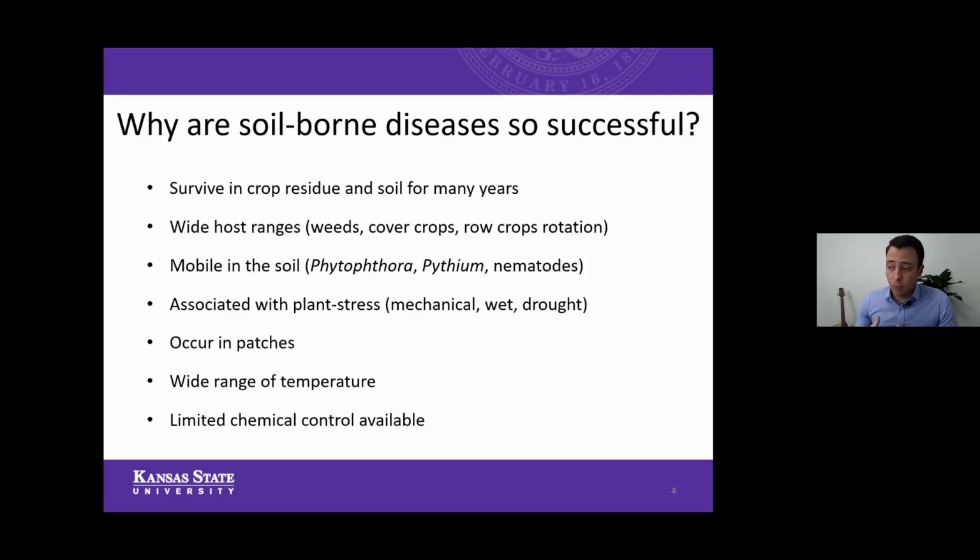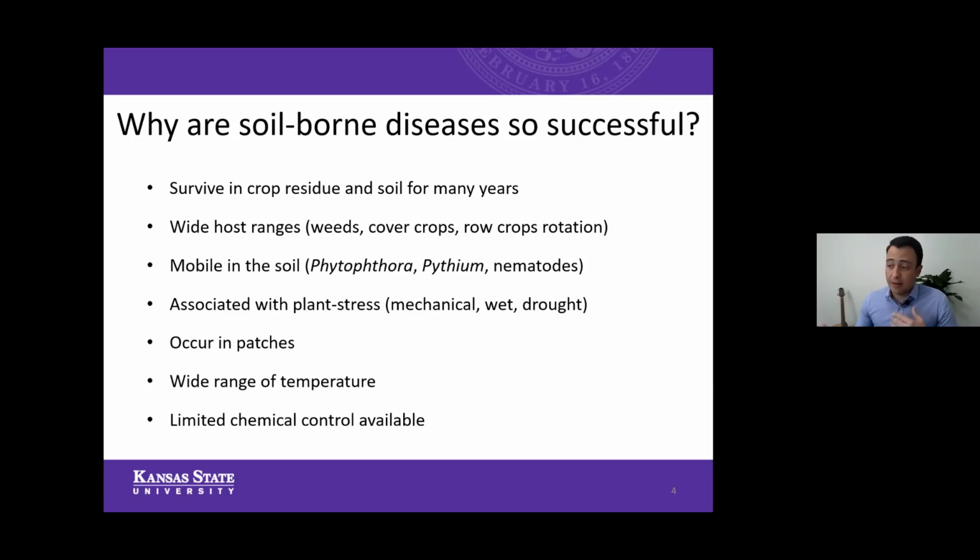And when we're thinking about those diseases, some of them, such as Phytophthora and Pythium, and the nematodes that we hear over and over, are very important because they also are mobile. They can move in the soil. Phytophthora and Pythium can swim when there's water in the soil and move to the next plant or find that next host to infect, colonize, and multiply.